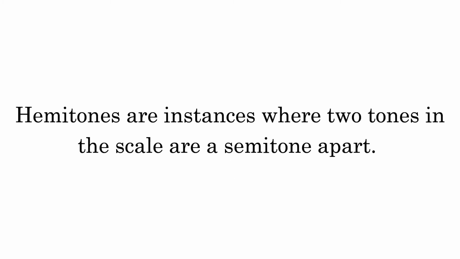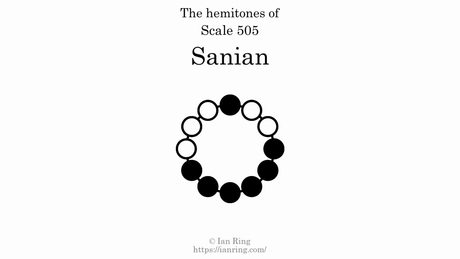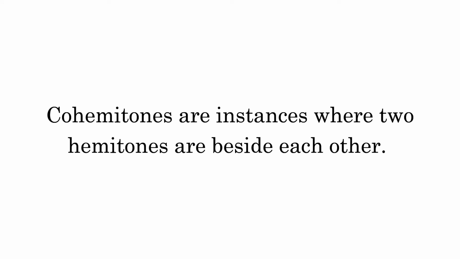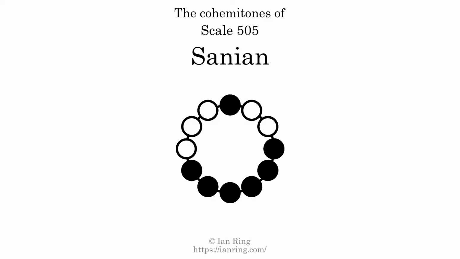Hemitones are instances where 2 tones in the scale are a semitone apart. This scale has 5 hemitones. They are at positions here, here, here, here, and here. Cohemitones are instances where 2 hemitones are beside each other. This scale has 4 cohemitones. They are at positions here, here, here, and here.